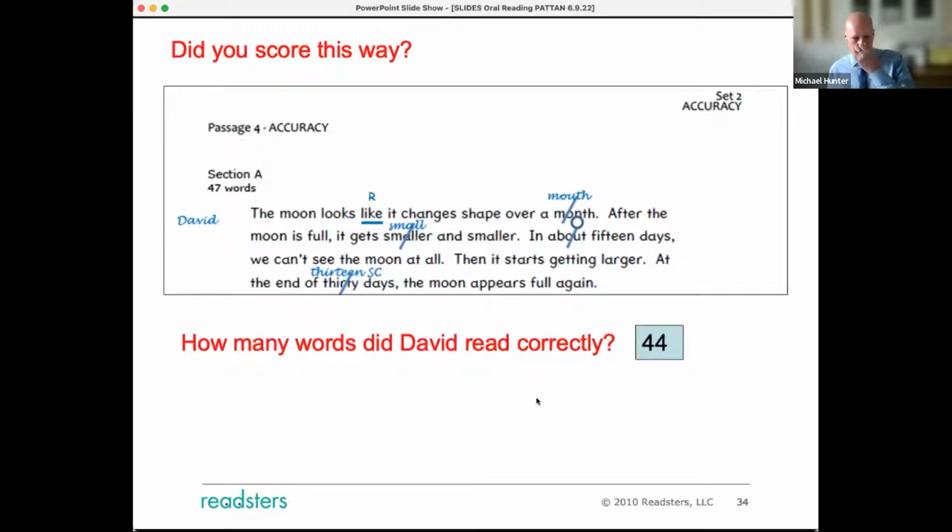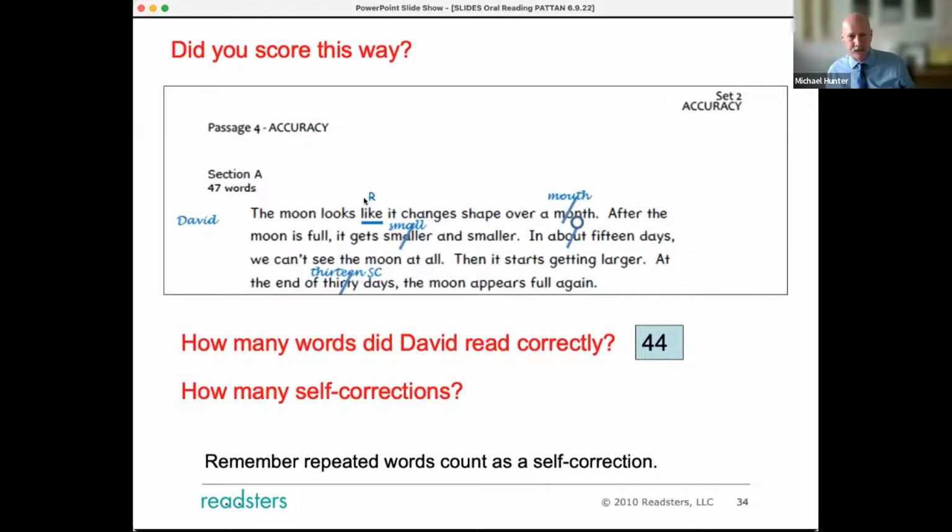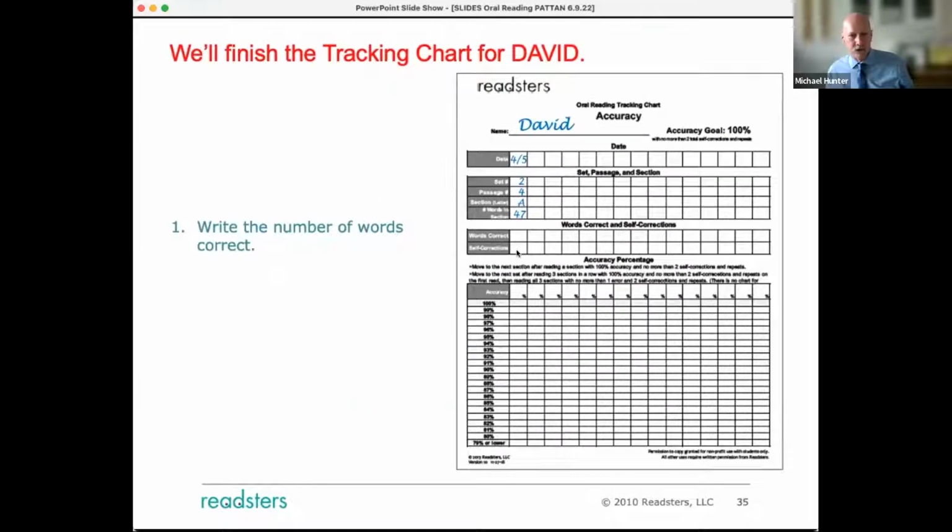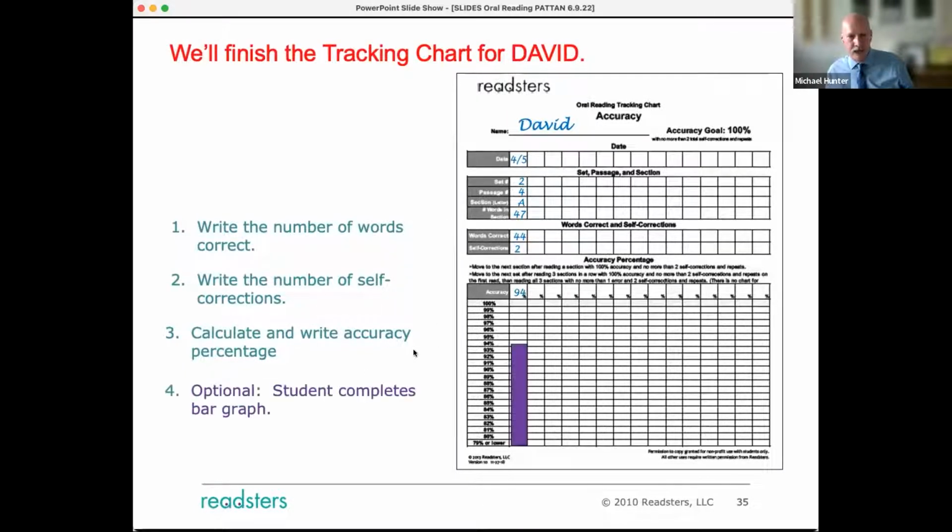So did you get 44? And then how many self-corrections did David get? And remember that a repeat is going to count as a self-correction. So I see 2 self-corrections. So when we go to David's chart now, we write in 44 words correct. We write in 2 self-corrections. And I've already calculated this for you. That's 94% accuracy. And David will use a colored marker to fill in up through 94 on the chart to show that he got 94% on this reading.